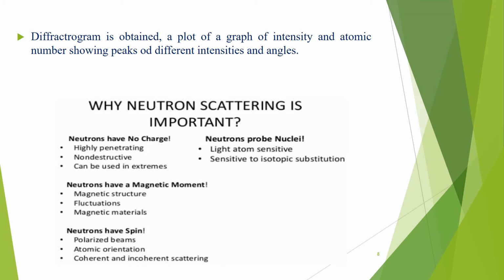So here is some information on why neutron scattering is important. Neutron scattering is important because neutrons have no charge. It is highly penetrating. It is a non-destructive technique. It can be used in extreme conditions. Neutrons have a magnetic moment. It has a magnetic structure.